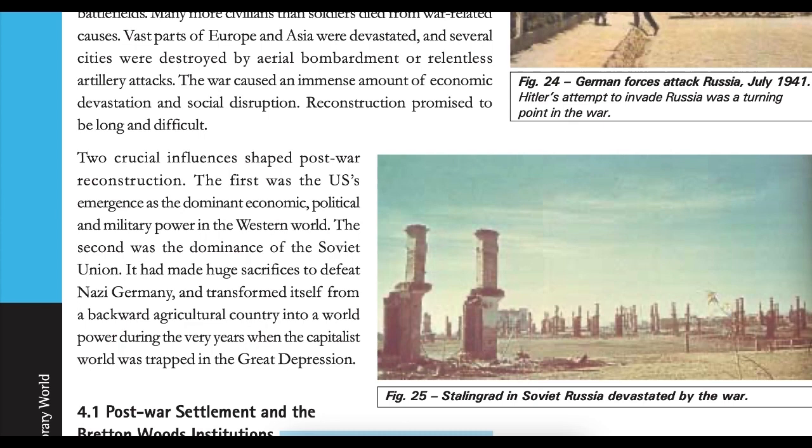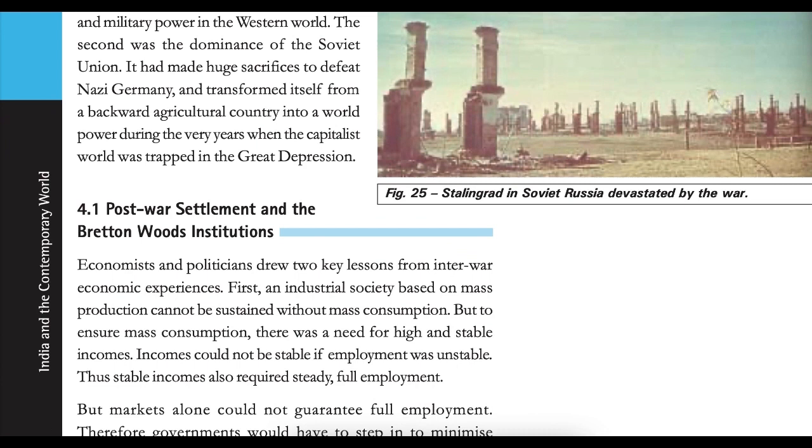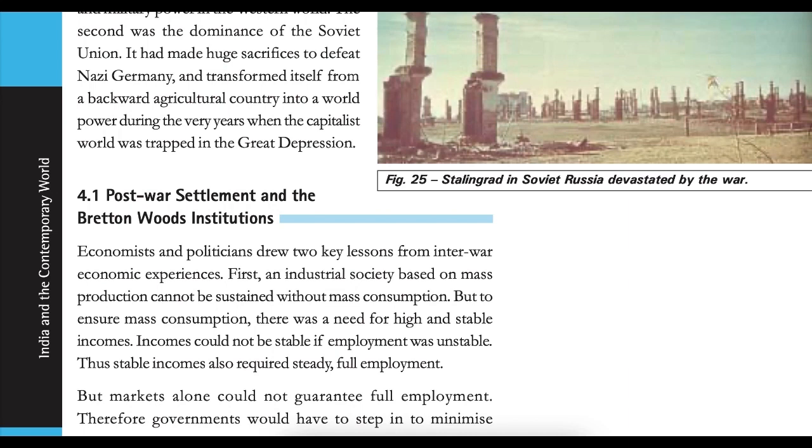Two crucial influences shaped post-war reconstruction. The first was the U.S. emergence as the dominant economic, political, and military power in the Western world. The second was the dominance of the Soviet Union. It had made huge sacrifices to defeat Nazi Germany and transformed itself from a backward agricultural country into a world power during the very years when the capitalist world was trapped in the Great Depression.